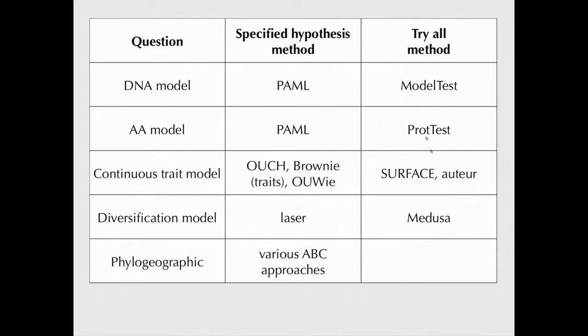There are other approaches that now will try a whole bunch of different models, right? So ModelTest will say, okay, you want to try a whole bunch? We'll try all of them. Prottest. For trait evolution, there's things like SURFACE or auteur or MEDUSA, right? They'll try a whole bunch of models and then figure out which models fit best and draw conclusions from that, okay? And PHRAPL is in sort of that set, okay?